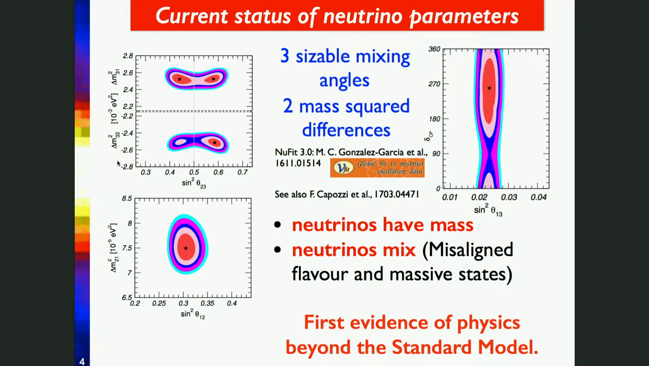So this is the one we don't know the sign of, and it is around 2.5 times 10 to the minus 3 eV squared. So, small, but the largest of the two. And this is the mixing angle associated again to atmospheric neutrino oscillations and accelerator neutrino oscillations, theta 2,3. And this, you see, could even be maximal. In any case, it's very large. It's very close to 45 degrees.